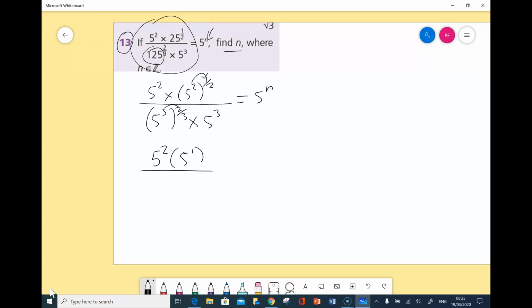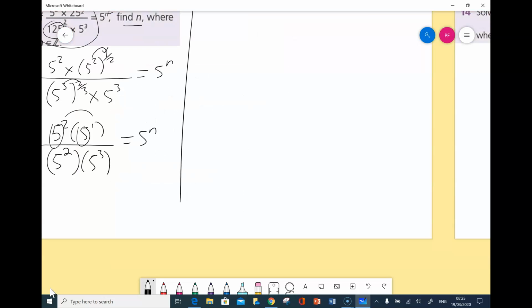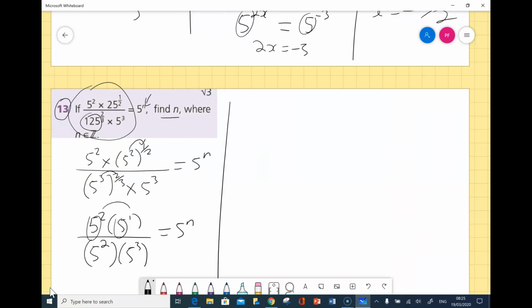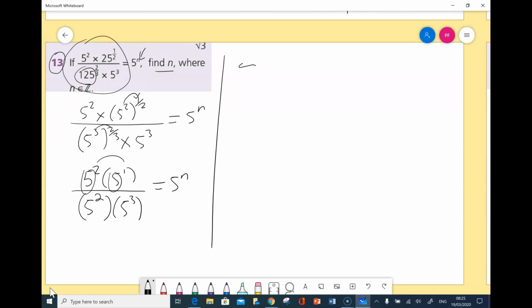3 by 2/3 is 6 over 3, which will just leave me with 5 to the power of 2. And that's been multiplied by 5 cubed. And that's equal to 5 to the power of n. Now, base numbers are the same and we're multiplying, so we add our powers. So 5 squared multiplied by 5 to the power of 1, add our powers, and we get 5 to the power of 3. On the bottom, base numbers are the same, so we add our powers, that's 5 to the power of 5, equals 5 to the power of n.